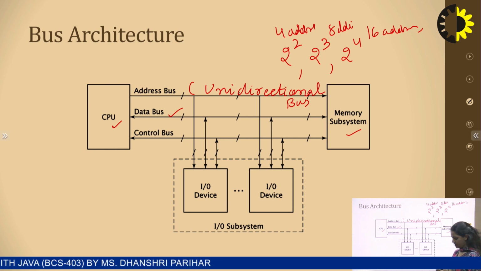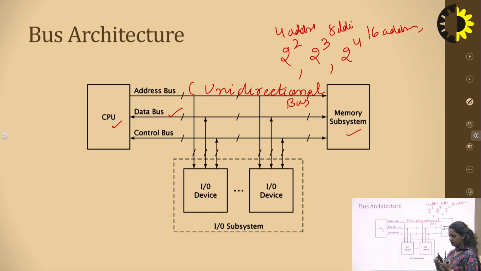Whereas we have a third bus, which is known as the control bus. In a control bus, the control signals are generated. These control signals are generated by the CPU as well as by the memory devices. And it is also a bidirectional bus which can move in both the directions.